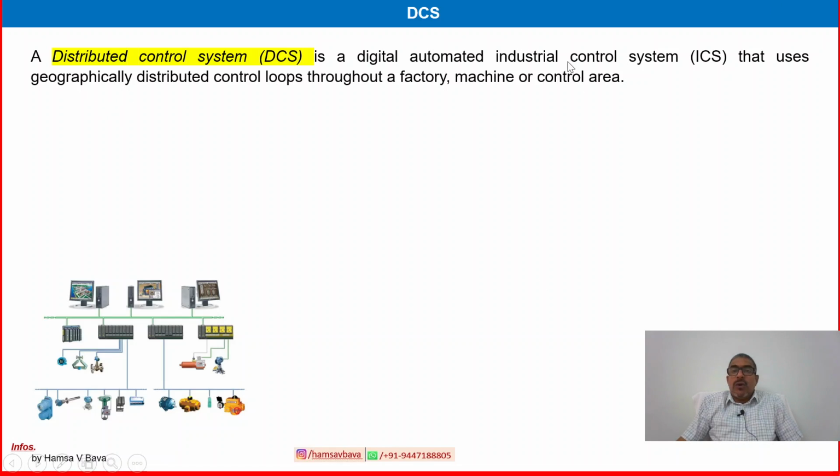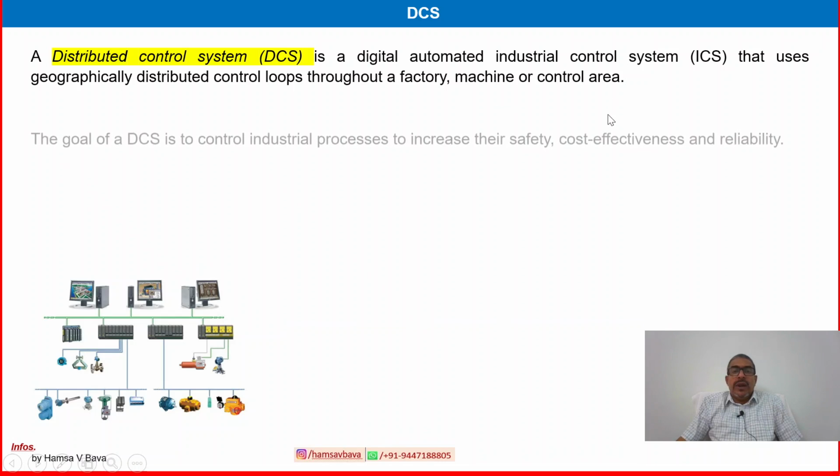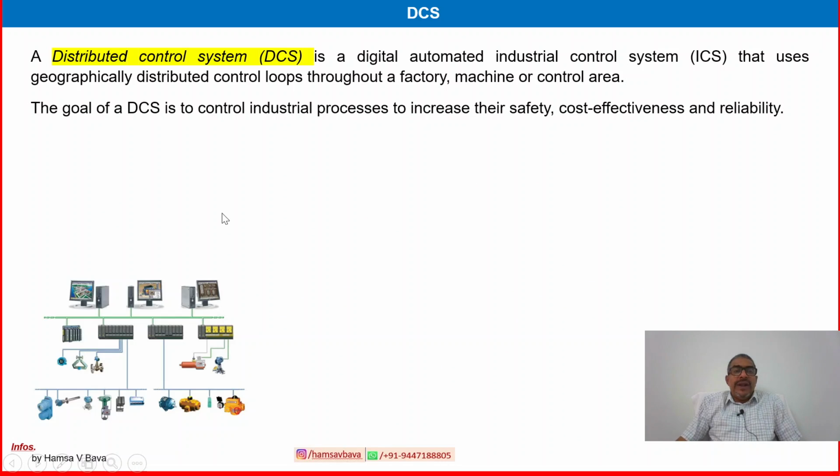DCS is a digital automated control system that uses geographically distributed control loops throughout a factory or machine or control area. The goal of a DCS is to control industrial processes to increase their safety, cost effectiveness, and reliability. This is very important. Before DCS, an earlier manual control system was there.